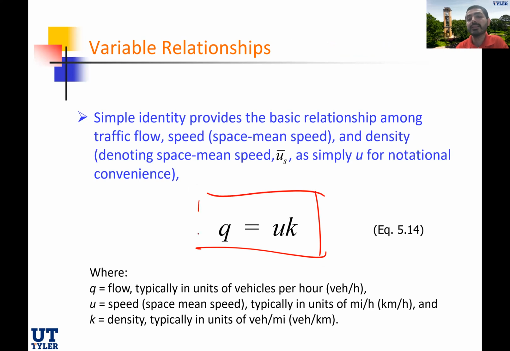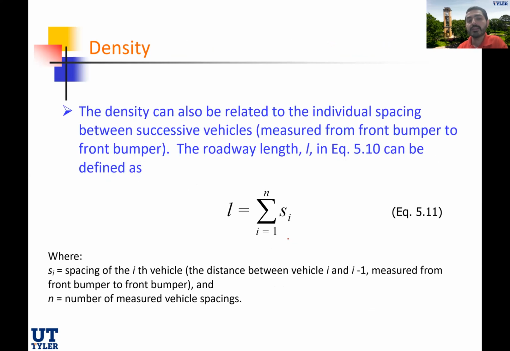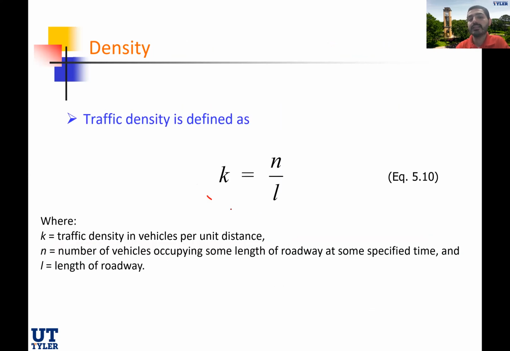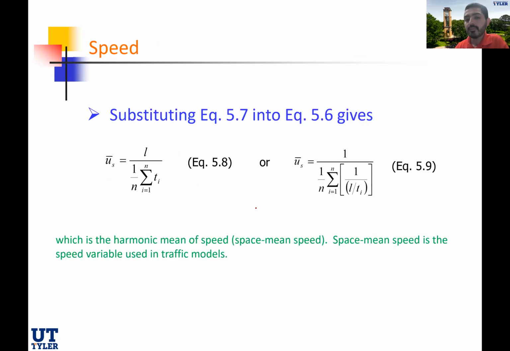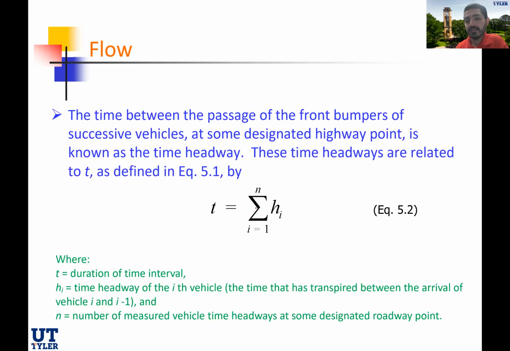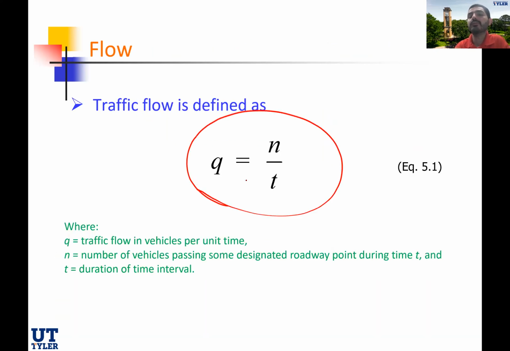But something like this is a very conceptual equation. If we do not understand that Q is equal to U times K, we're missing the point. So this equation has to be remembered. Same thing for this: density is the number of vehicles over a certain length, as well as this equation, Q is equal to N over T. Flow is the number of vehicles per time.